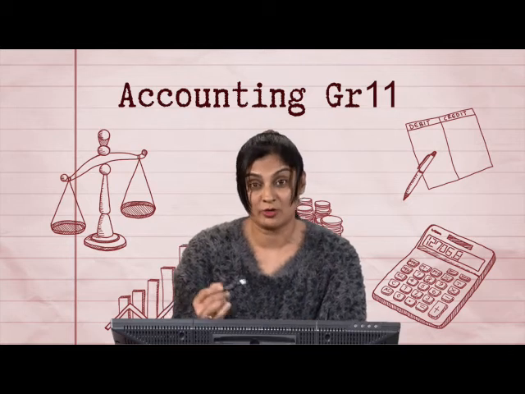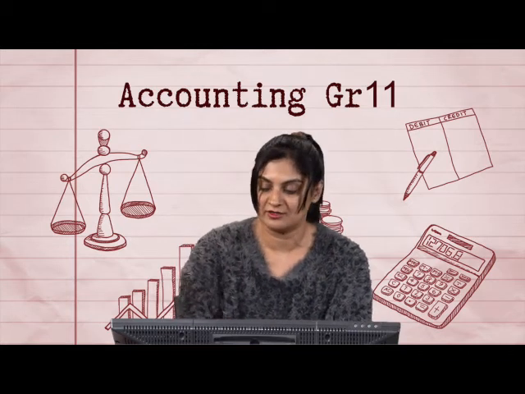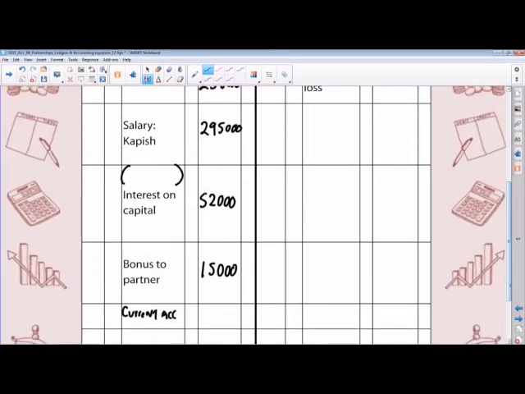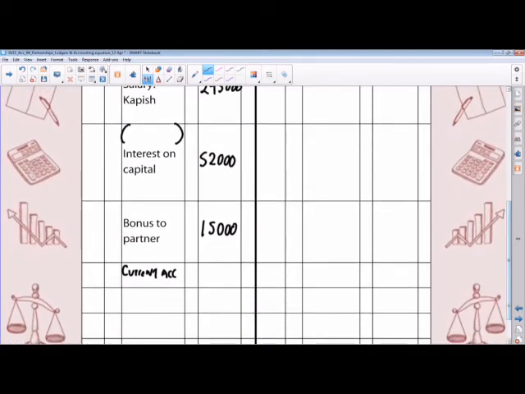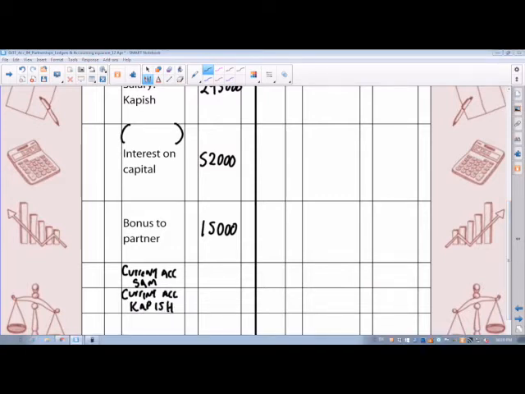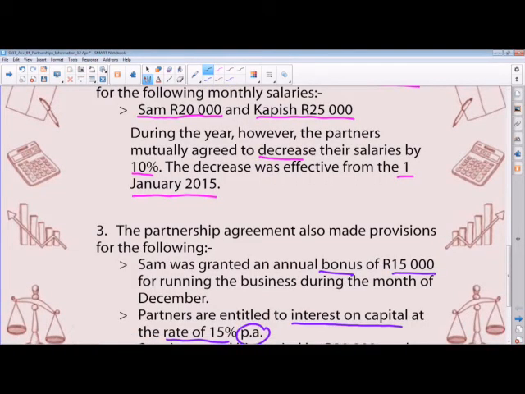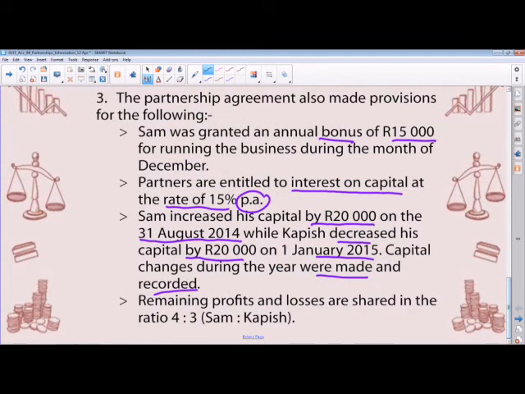So if we go back to our information page, let's now look at the remaining profit so we can share that remaining profit amongst our partners. So before I go to the information sheet, current account, partner Sam, what is his share of the remaining profit, and then current account, partner Kapish. Okay, right, so let's go to our information sheet once again, and if we go further down, the remaining profit and losses are shared in the ratio of 4:3 between Sam and Kapish.